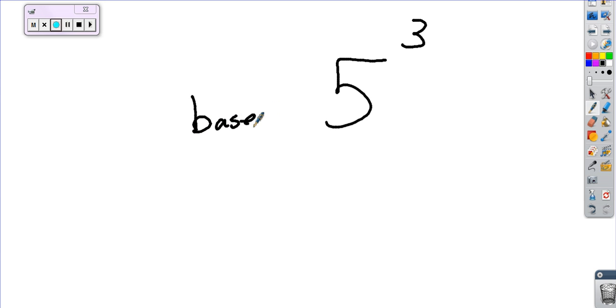The 5 is called the base. Write that down so you know the terms. You should know these by now, but if you don't, that's okay. Write it down. I almost wrote exponents without the E, but that would be weird, so I didn't. And I shouldn't have put the S there. It should be just exponent, because there's only one there. So the 3 is the exponent.